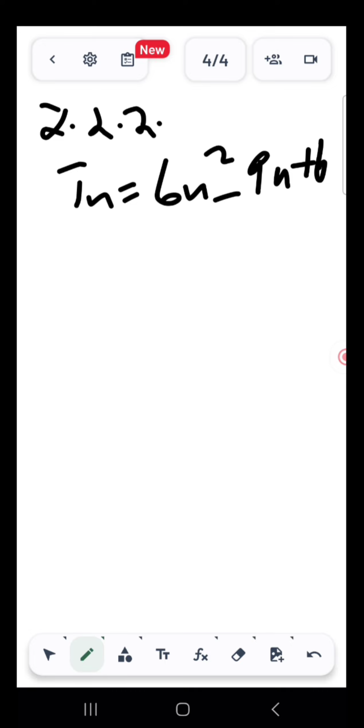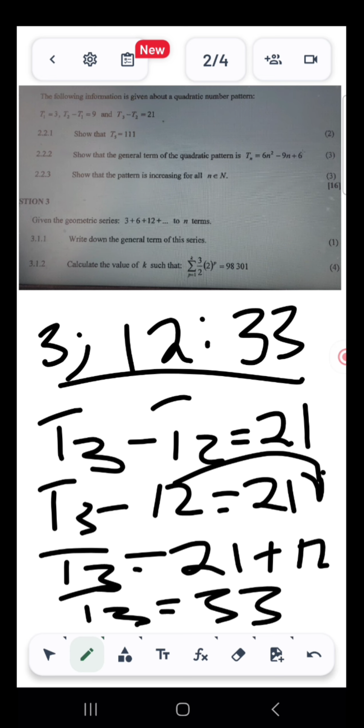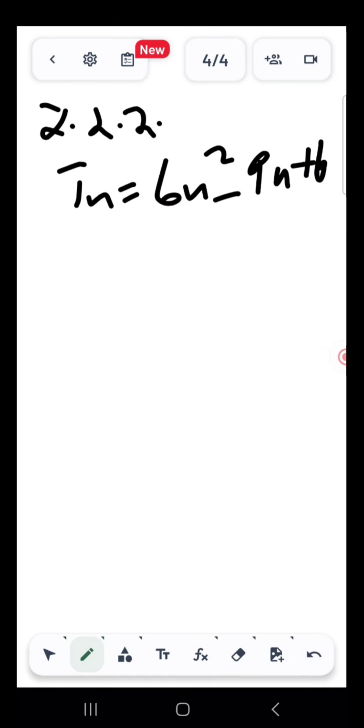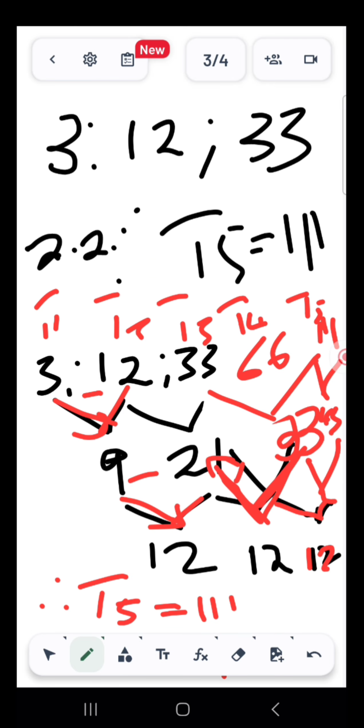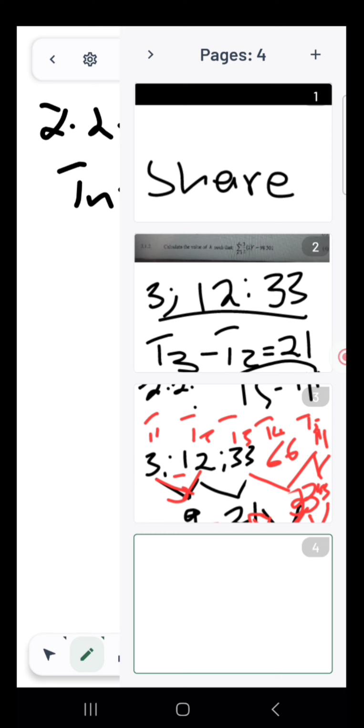They tell you the general term of the sequence you drafted above: Tn equals 6n squared minus 9n plus 6. Show us how they arrived there. Now you are proving, so you must show the steps. We don't need to restart the process, because we already did these steps, so you can just copy them and continue from there. We know for a fact our sequence is 3, 12 and 33.